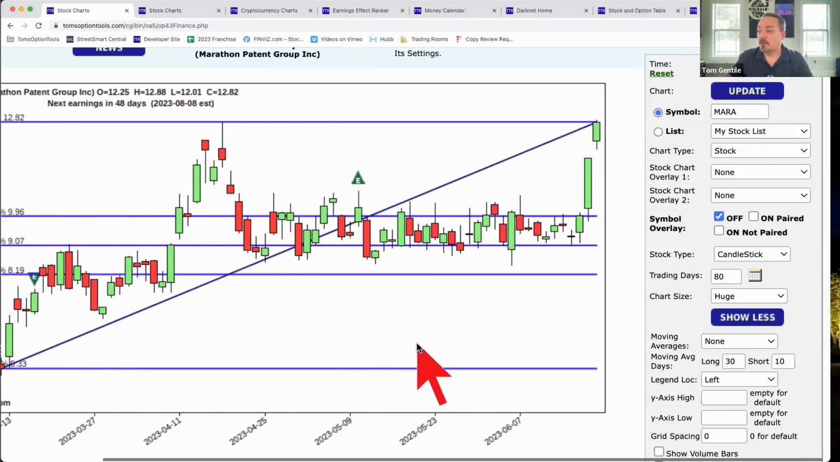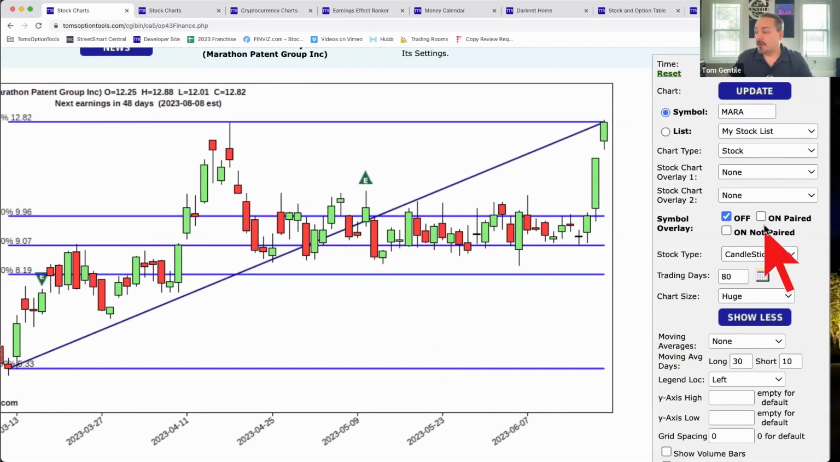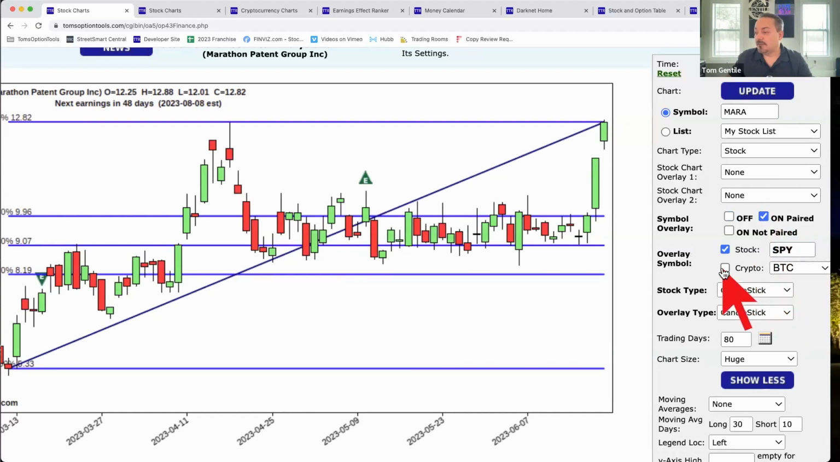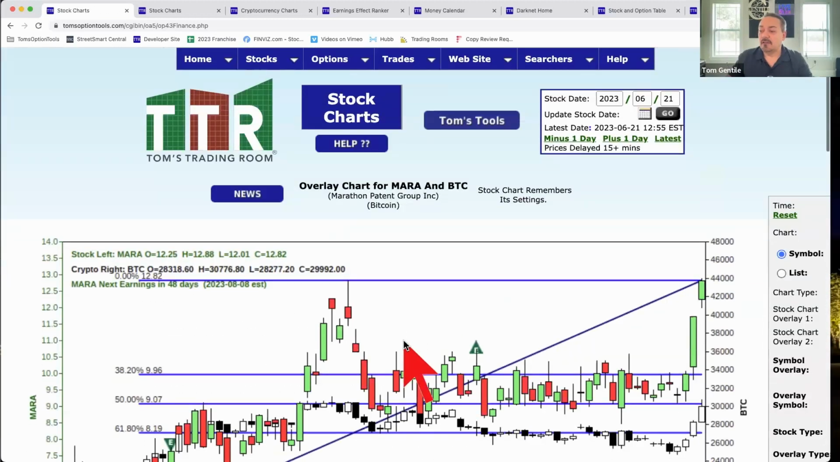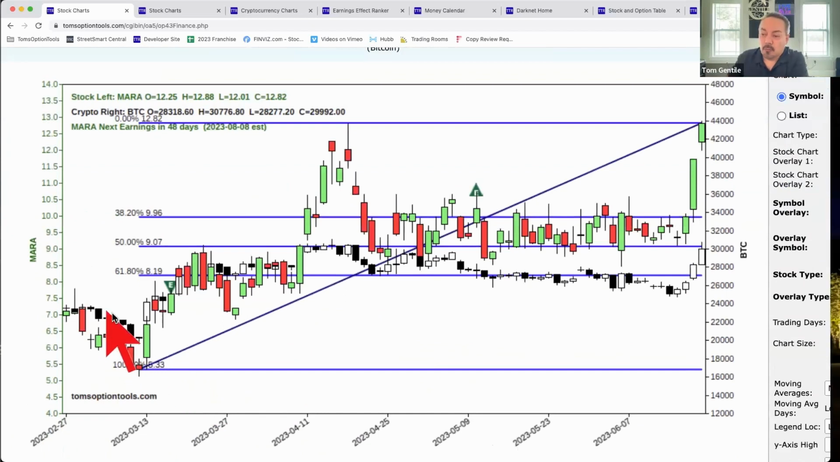In fact, we have overlays on our chart where if I were to pair this up, let's pair this up to BTC. And so I'm going to come over to the control board, and what I'm doing is I'm turning the pairs on. I'm going to pair it to BTC. I'm going to update this. Now I can take a look and see what's been going on. So Bitcoin is the black and white candles, and Marathon Patent is our green and red candles. And as you can see, Marathon followed Bitcoin to the downside back here in February, to the upside as we topped out here in April.